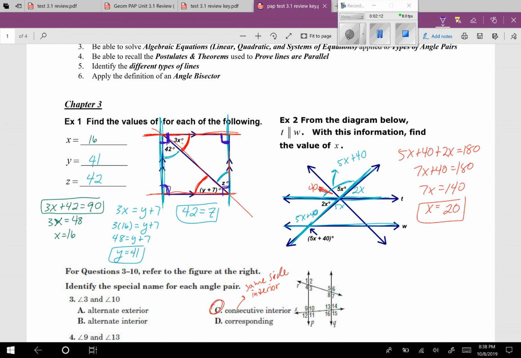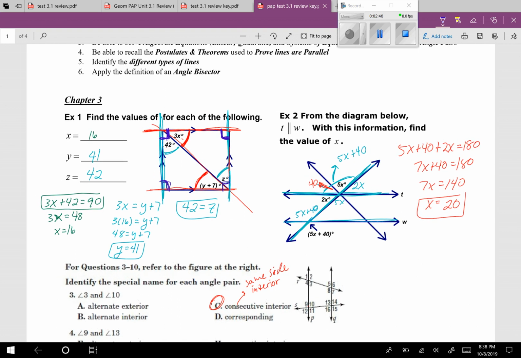And so now that I know x is 16, I plug in over here, and I know that 3 times 16 is 48. That's y plus 7. So y ends up being 41. So again, the main thing is recognizing that you have to look at your parallel lines individually, separate from each other. Look at the horizontal ones and that transversal. Look at the vertical ones and the transversal, and look at the matching angles there.